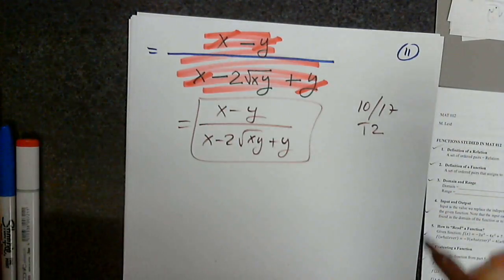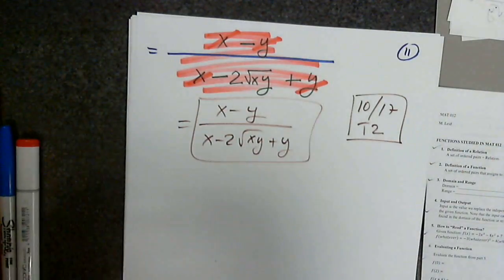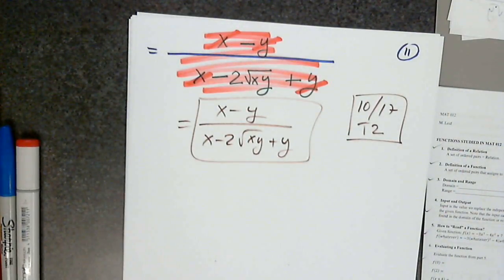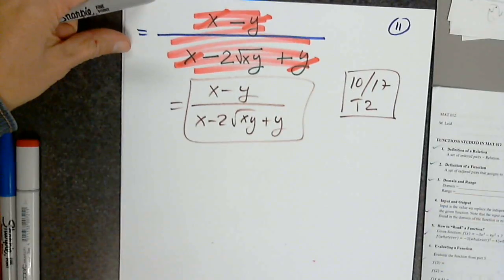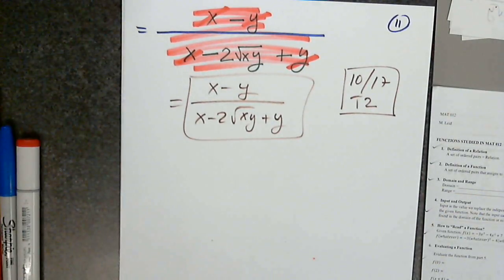So this is our tentative schedule for test 2. If we need more time, I'll allow more time. So, but that's our target. Okay.